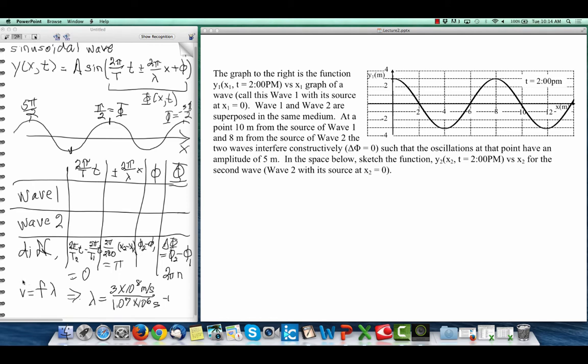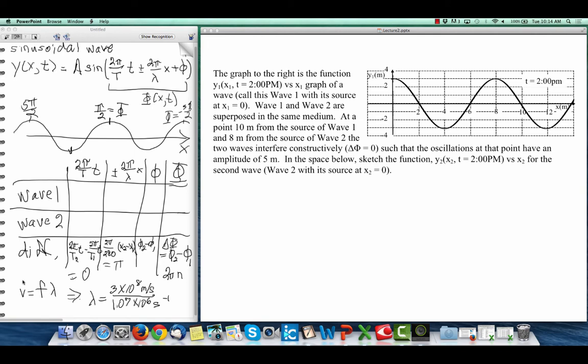First of all, constructive or destructive interference at that point? Constructive, okay. Two peaks come along at the same time, two valleys come along at the same time.